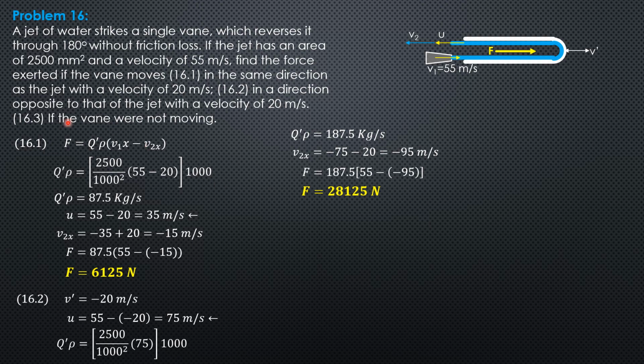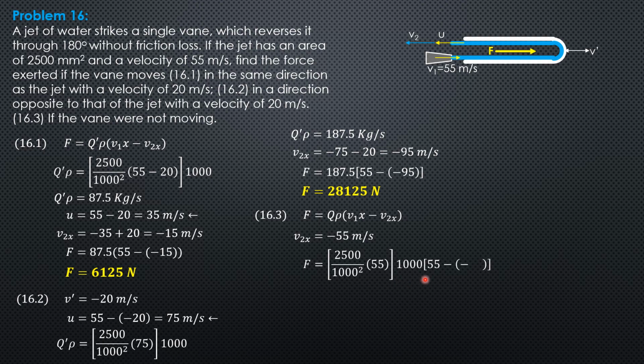Then in the last part, if the vein were not moving, F is Q rho times the quantity V1x minus V2x, where V2 is equal to, if this is 55, then the velocity would be 55 also, but leftward. So V2x is negative 55 meters per second. So Q is area times V1, area times 55 times 1,000 density, then V1 minus V2x, which is negative 55. So F is equal to 15,125 newtons.